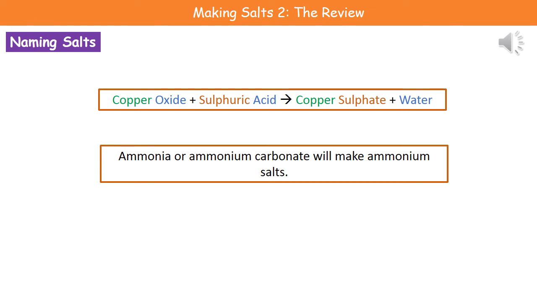I've used the colours there to try to show you where the different elements come from to make up our actual products. If we have a reaction with ammonia or ammonium carbonate, then we make these ammonium salts. Okay, so just remember that phrase ammonium, and it would still be ammonium sulfate, ammonium chloride. Just remember that ammonia or ammonium carbonate makes ammonium something.